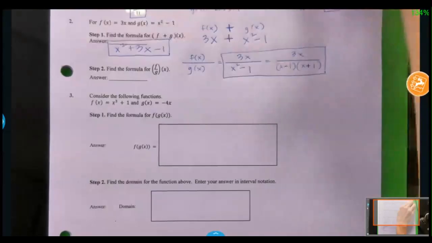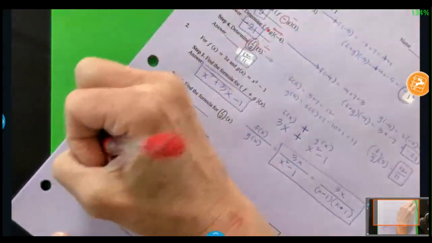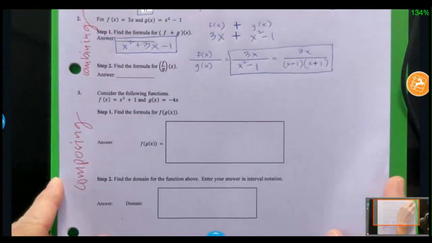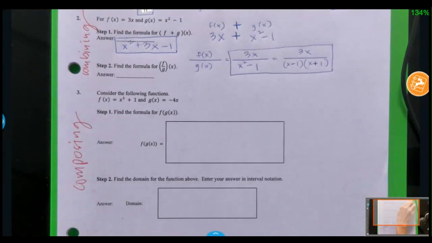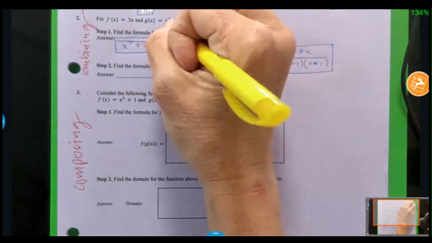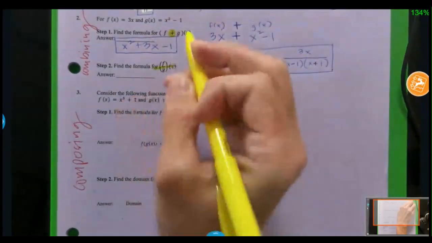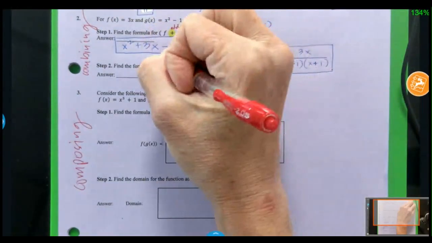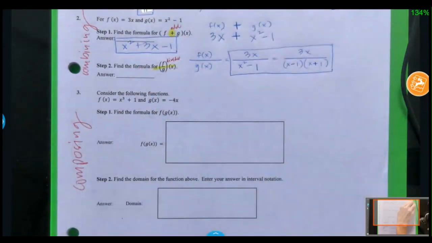Yes, okay. So number 3 is a composing, and this is important that you understand the difference. Number 2 was a combining. Now let's go back and talk about why. Number 2, which we just finished, was a combining functions. Number 3 is a composing, and those are not the same. So how do I know? Because up here, this had add and this had divide. So since we are being asked to add in part A, and we are being asked to divide in part B, or step 2, that means we were combining them.